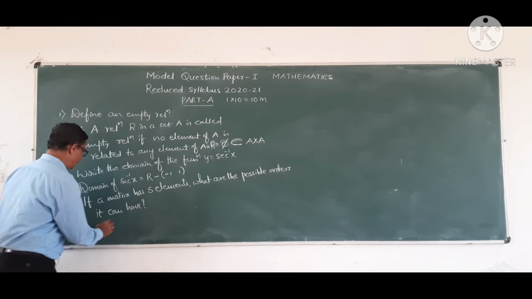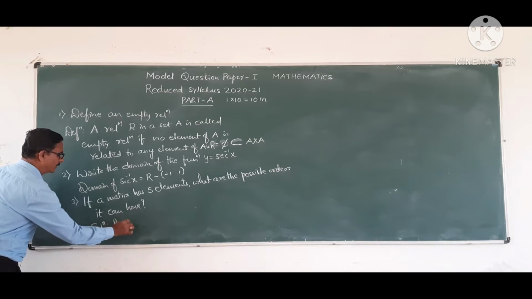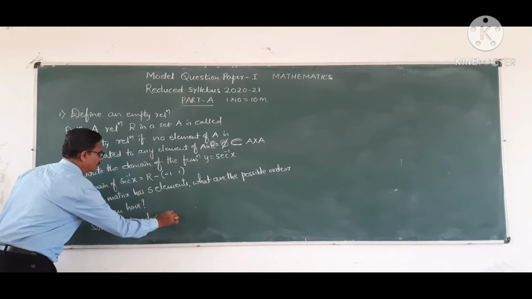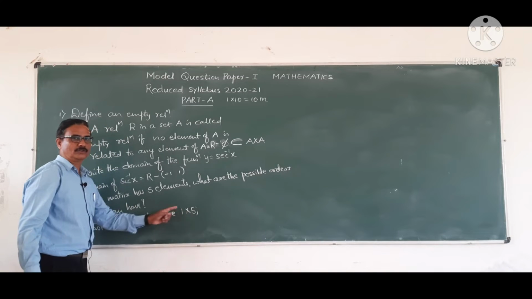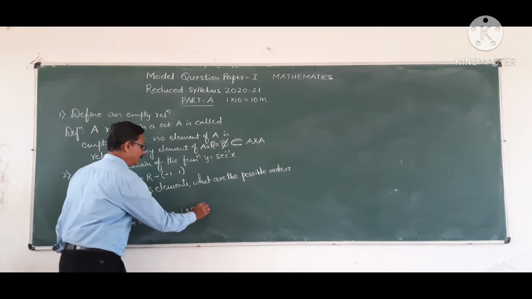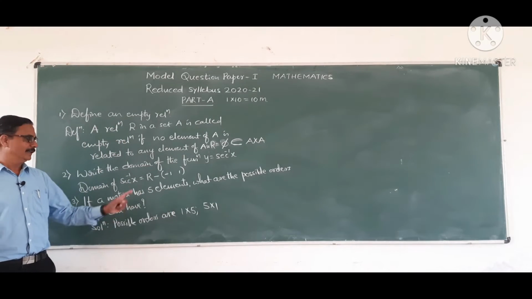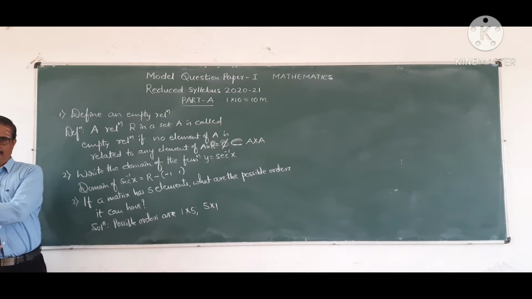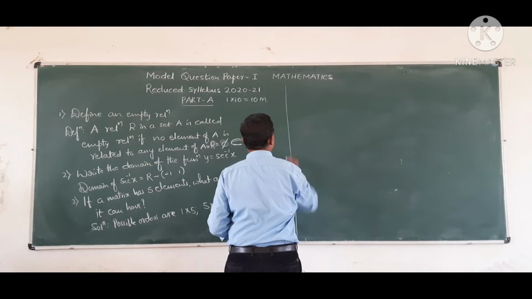Now here the solution. The possible orders with 5 elements are 1 cross 5, 1 fives are 5. Next 5 cross 1, 5 ones are 5. Only 2 possible orders, namely 1 cross 5 as well as 5 cross 1.